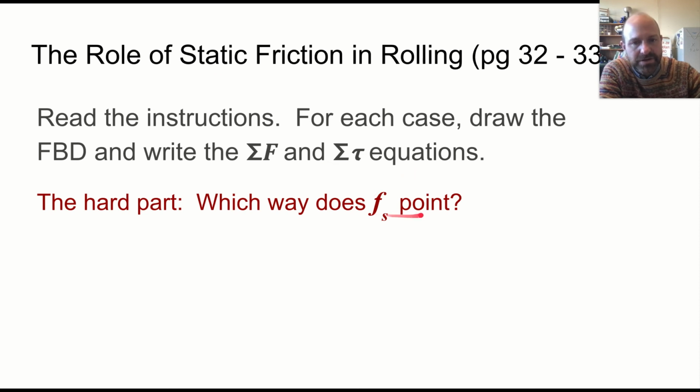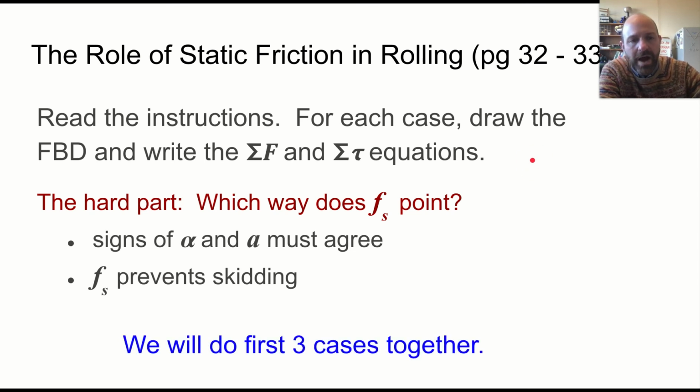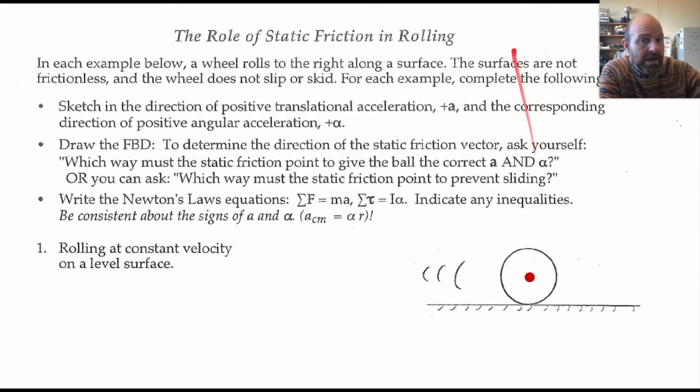What does the static friction do? Which way does it point? The key thing is that, again, alpha and a must agree with the way that they're working, and the static friction is there to prevent skidding. So I'm going to go through the first three cases, and then you'll have lots of time to work on the rest of them.